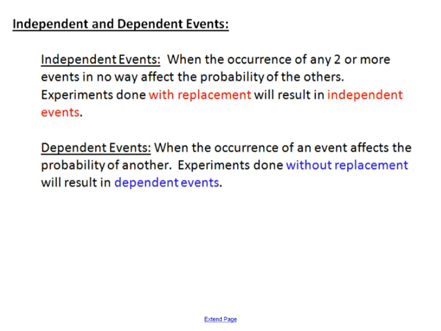Now there's something called independent and dependent events as well. When the occurrence of any 2 or more events in no way affects the probability of the others, then the events are independent. Okay?